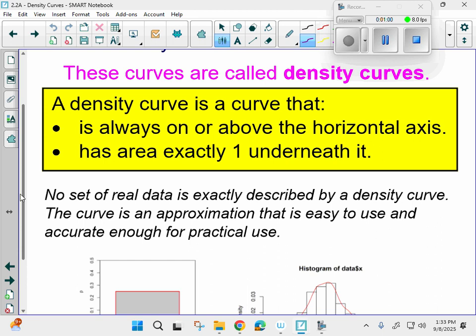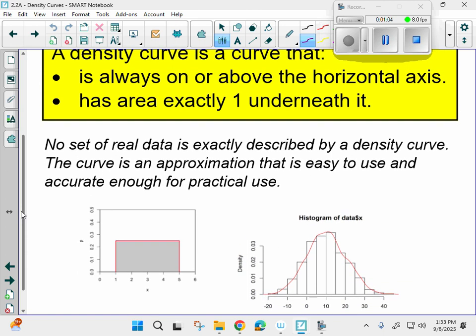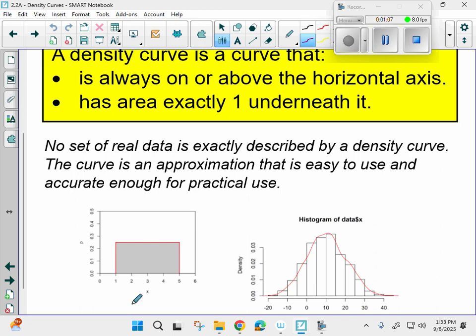Okay, real data will not be perfect, but we will estimate because that's what we do in stats, okay? So you might see a curve like this. This is a density curve right here, even though it makes a rectangle, because it is on or above the x-axis. And the area, from here to here, is a distance of 4. This is a distance of 0.25. So if you just did base times height for a rectangle, what is the area of that rectangle? 1. So it is a density curve.